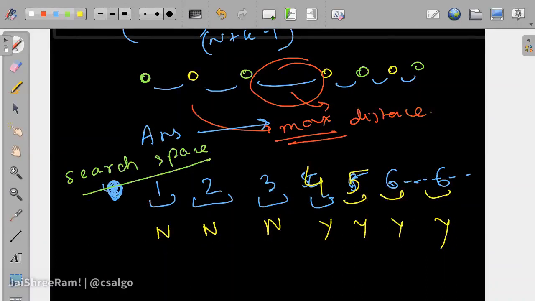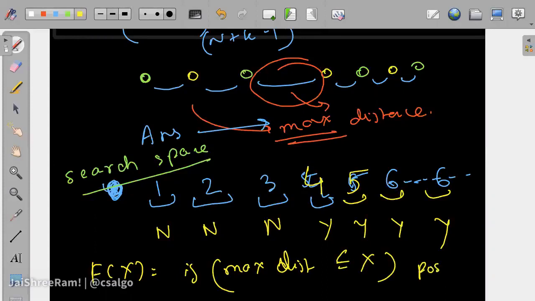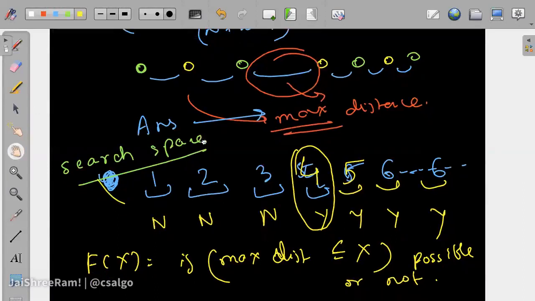So we define f of x as: is the max distance less than or equal to some given x possible or not. We will have to check whether it is possible or not, and that will give us a yes or no at a particular point. Then we will have to search for the first yes. Is this idea clear to all? Any doubts on this one? I think this is the whole crux of this problem. The rest is just standard application of the same idea that we discussed.